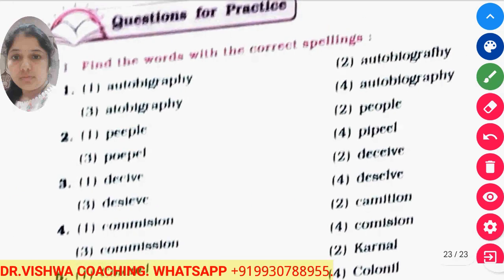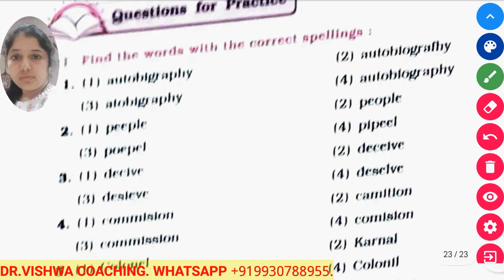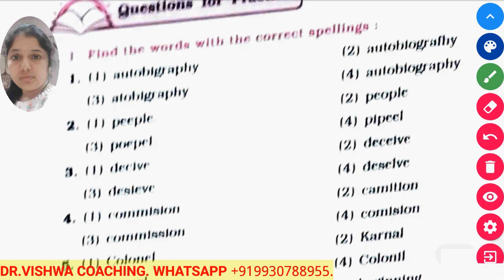Okay, and now in the practice exercise we have to identify the correct spelling of the word. In the very first problem, find the word with correct spelling. We have to identify. It is a little blurred, just understand. Autobiography is the given word. This is the spelling: biography. So the correct spelling of autobiography is AUTOBIO, bio, and then GRAPHY.